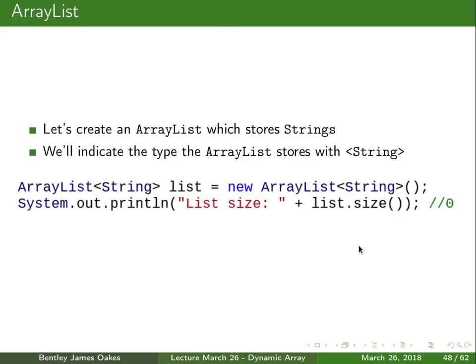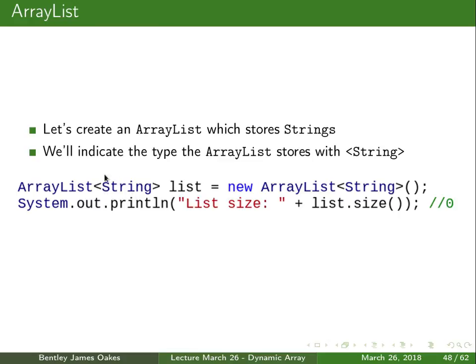So it's a little bit more complicated than other things we've seen. Again, we have a variable name. It's of type array list. And what's special is that when we're dealing with array lists, you need to tell Java what type this array list will store. So here, we're creating an array list that stores strings.